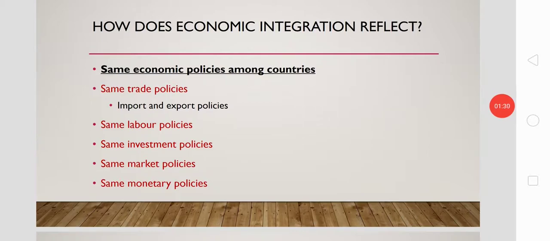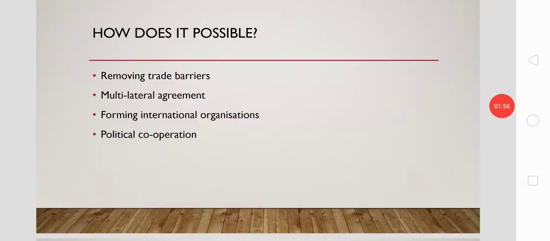So in other words, economic integration could be reflected in trade policies, labor policies, investment policies, market policies, monetary policy, and fiscal policy. This is economic integration: the resemblance, unification, or combining of the economic policies of various nations. This could be possible through removing trade barriers, through multilateral agreements, and by forming international organizations like the World Trade Organization, European Union, and Association of Southeast Asian Nations. So through political cooperation, economic integration could be possible.